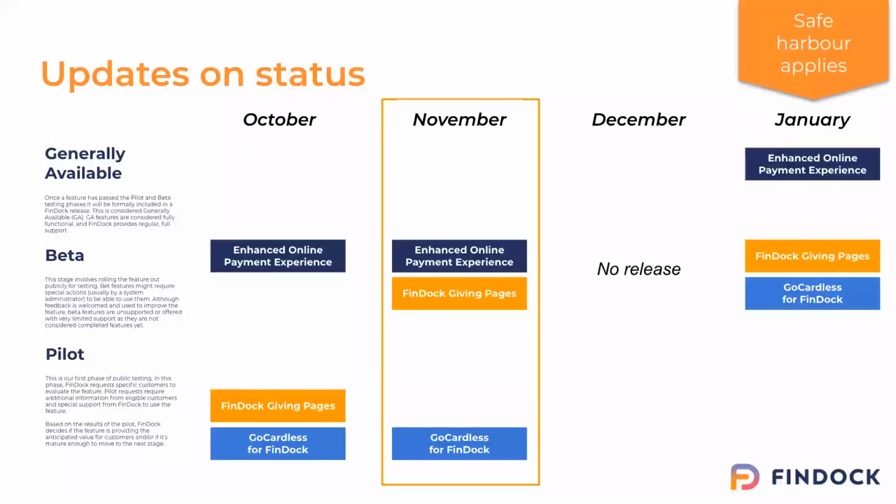In October, we moved giving pages to beta, and it still is, but we'd like to move it to general availability in January, when we finish the last feedback items and we're sure that it's ready for general use, and we're pretty close to that. So in this release, we have some new features for that, and in January, we'd like to take it GA.